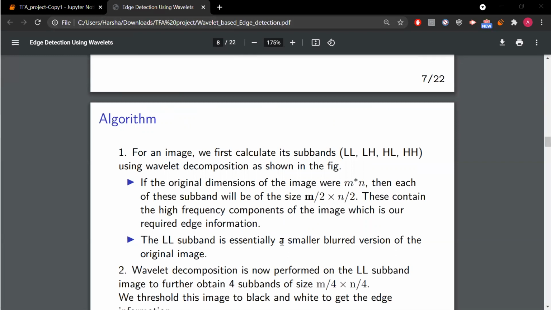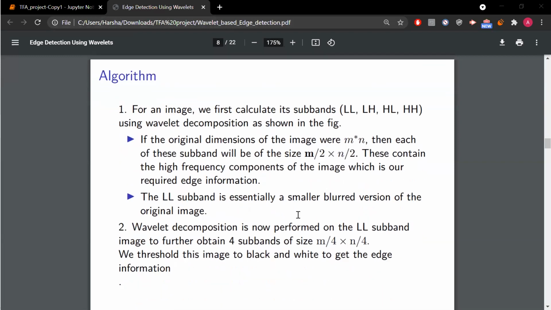Now we'll be discussing the algorithm which will be implemented in this paper. For an image, we'll first calculate the subbands LL, LH, HL, and HH I discussed in the previous slide using wavelet decomposition. If the original dimensions of the image are n cross n, then each of these subbands will have a dimension of n/2 by n/2. The subbands LH, HL, and HH contain the required edge information as they are the high frequency components. But the LL subband is nothing but a smaller blurred version of the original image.